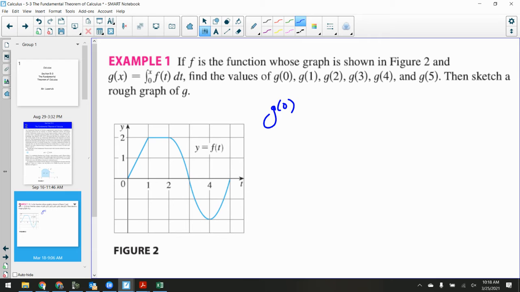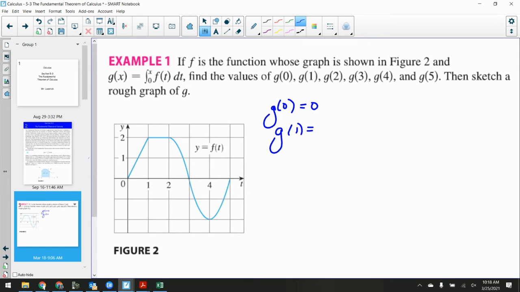Notice that I'm giving you x values, not t values. I don't really care what the dependent variable of the function is. I care about the fact that my interval is changing. That's my independent variable of g of x. So if I say g of 0, that's like asking what's the area underneath the curve at 0? Is there area underneath the curve at 0? No. So g of 0 is 0.